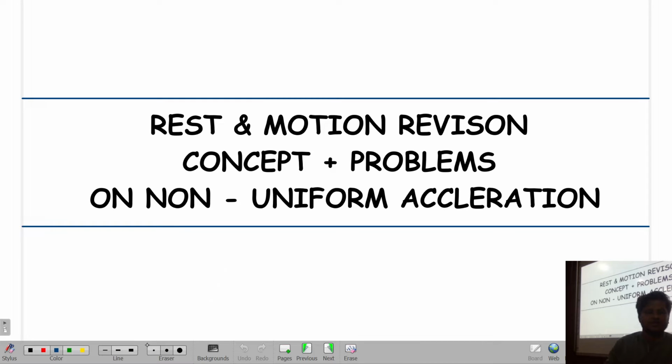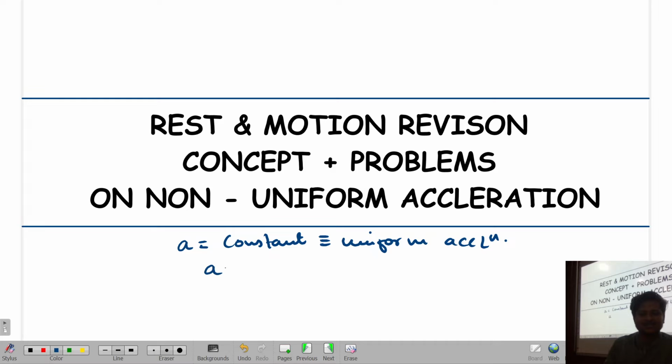So if it is a uniform acceleration, acceleration remains constant, just that one word. Acceleration remains constant for the uniform acceleration case. And for that case, simple formulas like acceleration is equal to final velocity minus initial velocity divided by time, and all these kinds of formulas will be valid. But for non-uniform acceleration, what will happen? Acceleration will not remain constant.